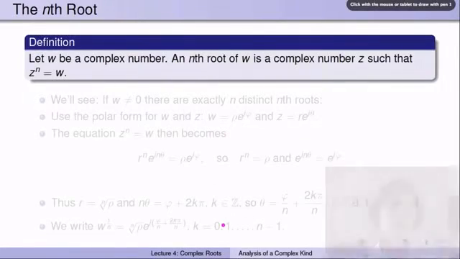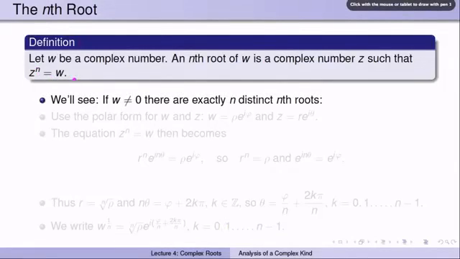Let's begin with a definition. Suppose w is a complex number. Then we say an nth root of w is another complex number z, such that z to the n is equal to w. So we'll see that if the number w whose root we're taking is not equal to 0, then there are exactly n distinct nth roots. So there are 2 distinct square roots of any number, there are 3 distinct cube roots, and so forth.